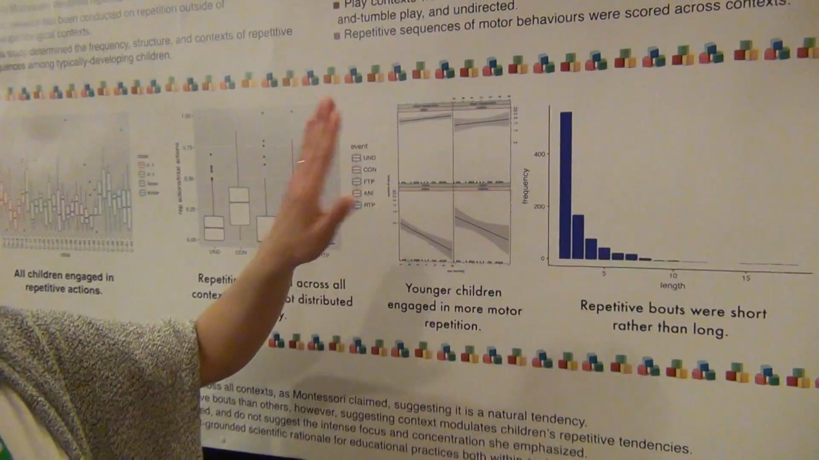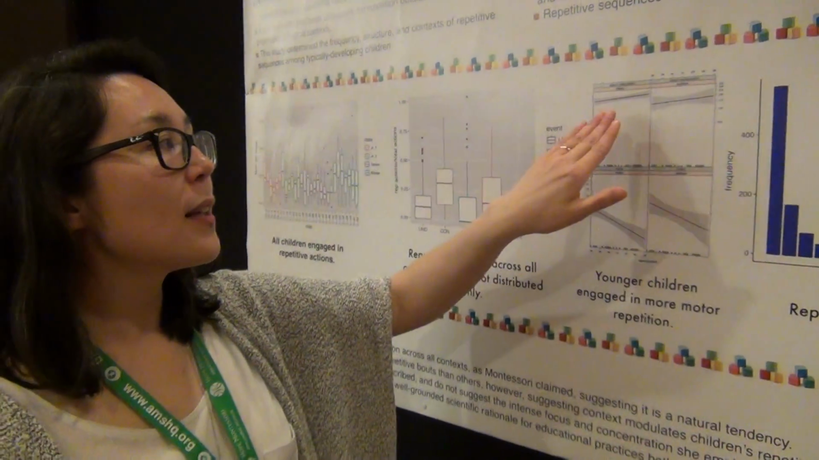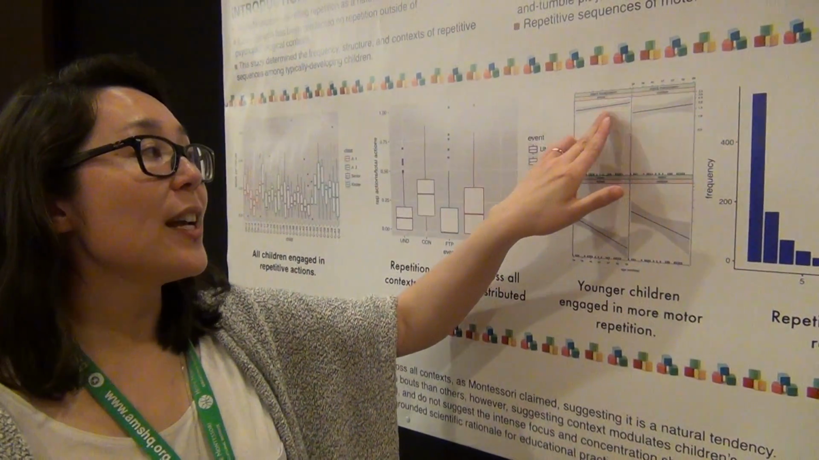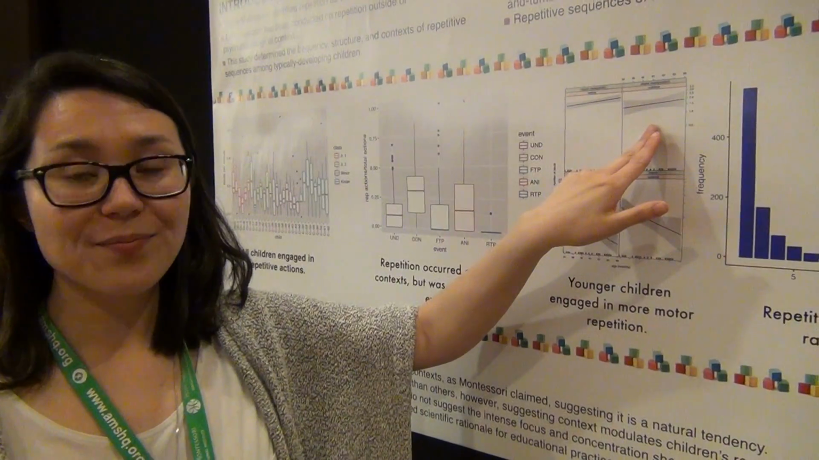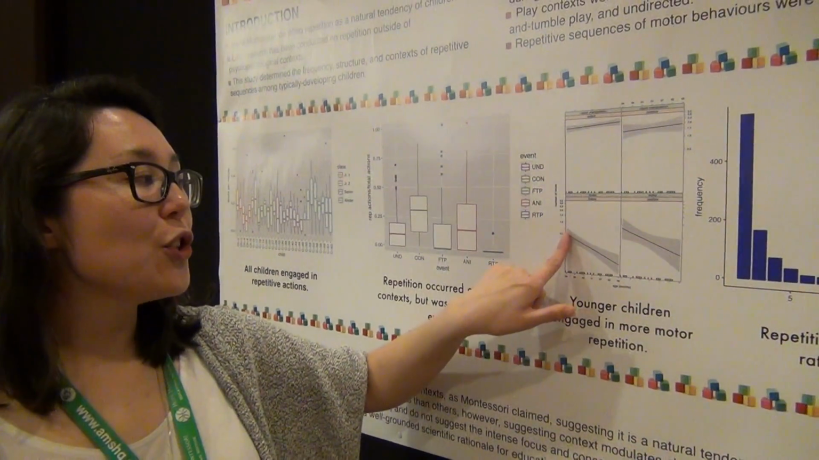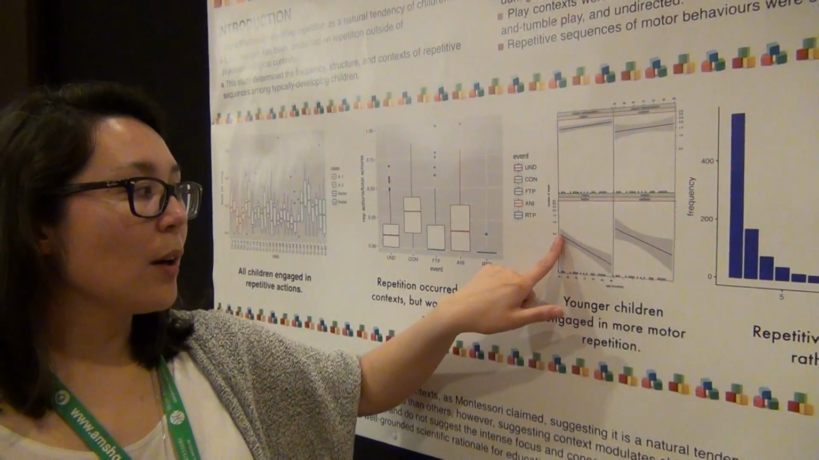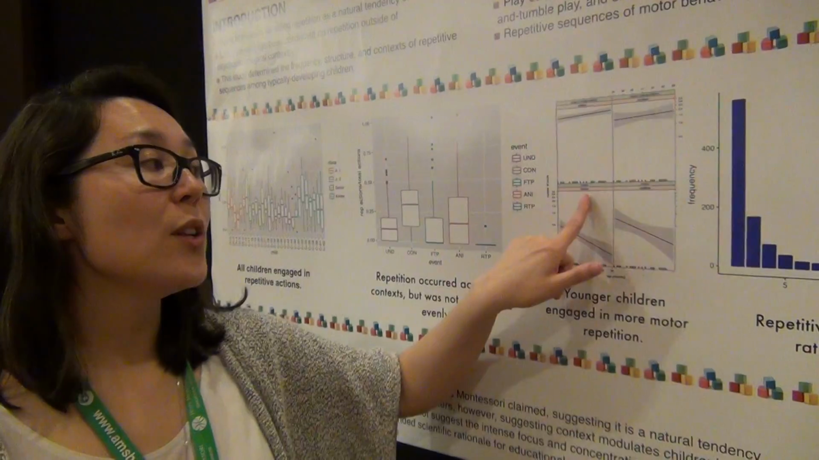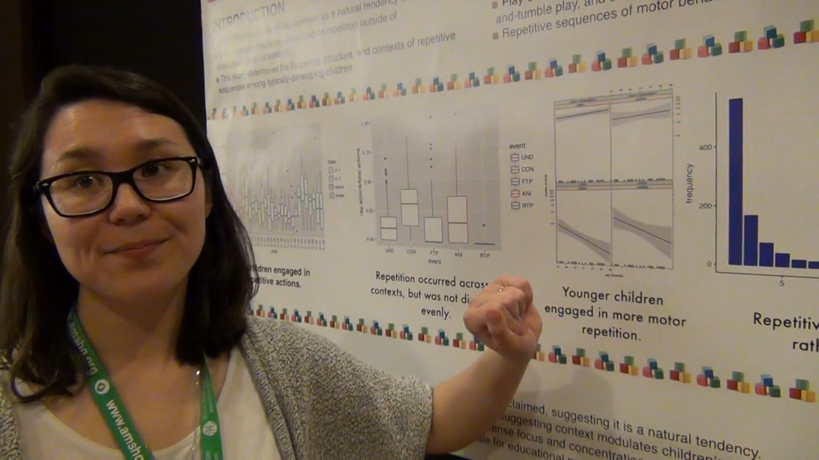So for the object manipulation repetition, there was no effect of age for either indoor or outdoor setting. Whereas for motor repetition, the younger children engaged in more repetition than the older children, and that was the case for both indoor and outdoor settings.